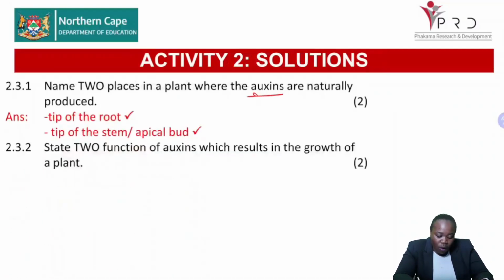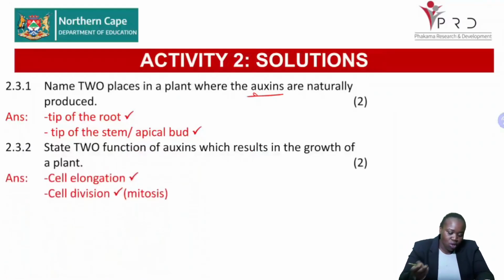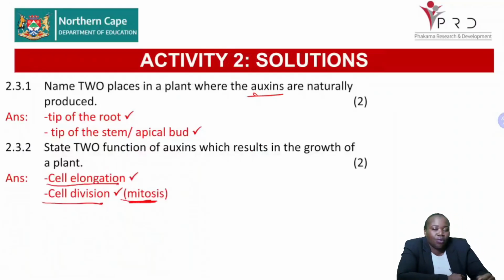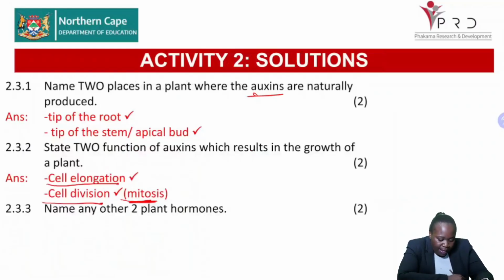State two functions of auxins, which results in the growth of plant. So remember, auxins lead to cell elongation, which can lead to the growth, and also cell division. So it leads to cell division and cell elongation, which can also be seen as mitosis. So that is what auxins do. Name any other two plant hormones. Two plant hormones that we have discussed. It is the gibberellins and abscisic acid.